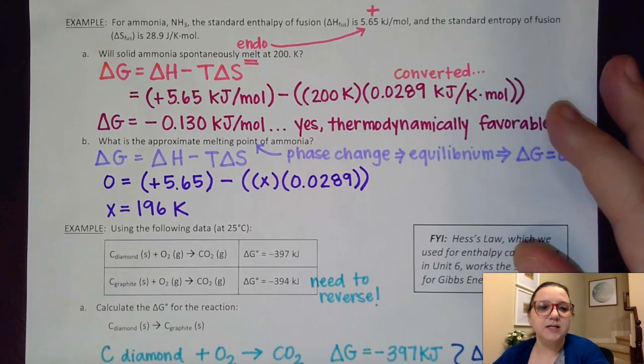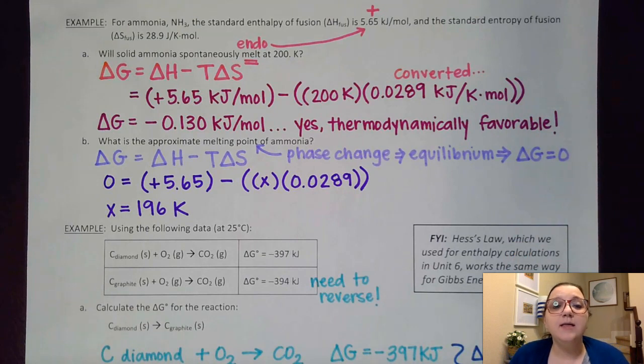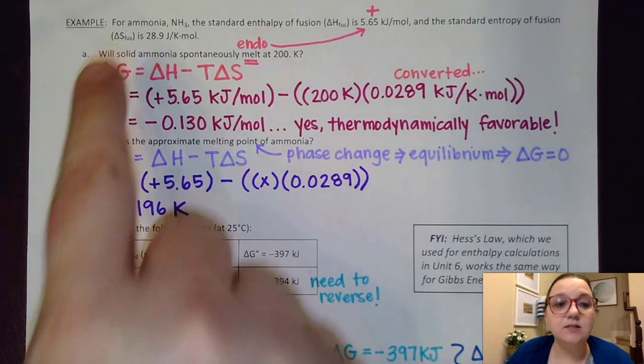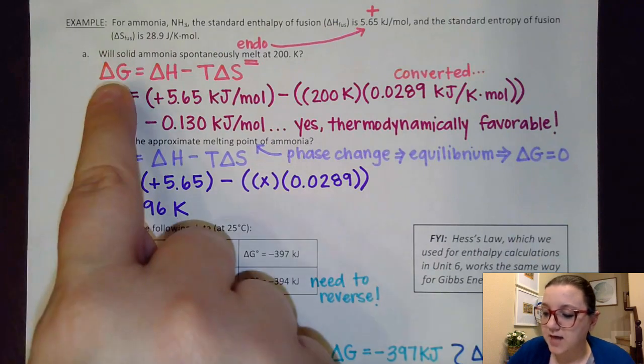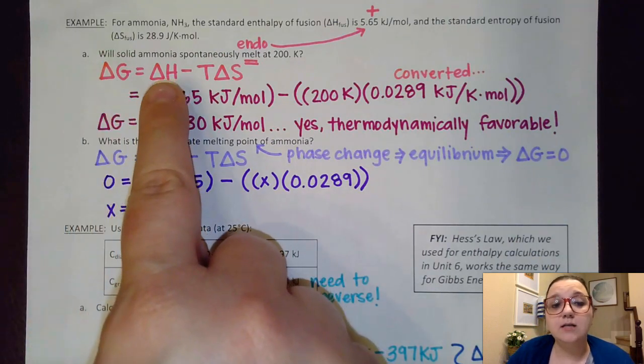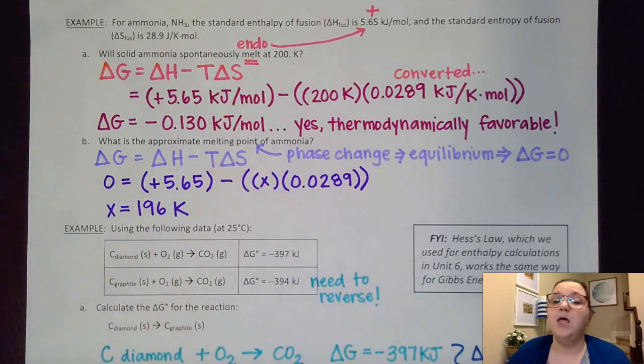So on this next question here, it says, hey, for ammonia, NH3, the standard enthalpy of fusion value is 5.65 kilojoules per mole, and the standard entropy of fusion is 28.9 joules per Kelvin times mole. So it asks, will solid ammonia spontaneously melt at 200 Kelvin? So first off, I'm like, well, they gave me some delta H value and a delta S value. So I'm probably going to be using that delta G equaling delta H minus T delta S. And so I'm going to plug in all of my pieces into that equation.